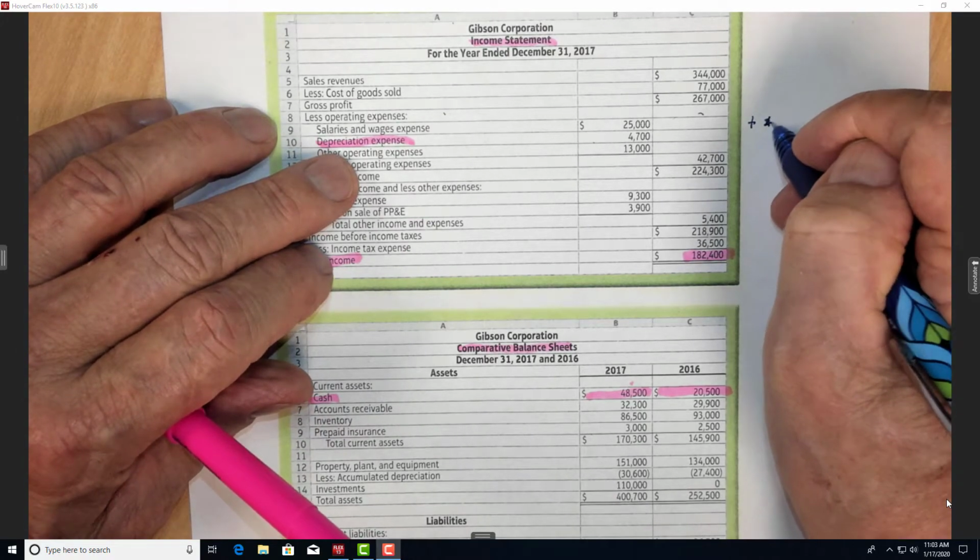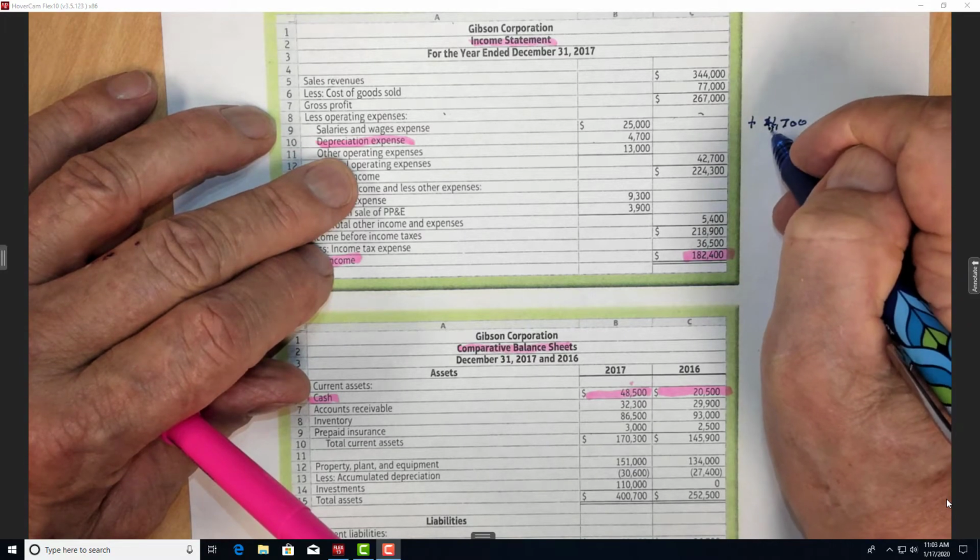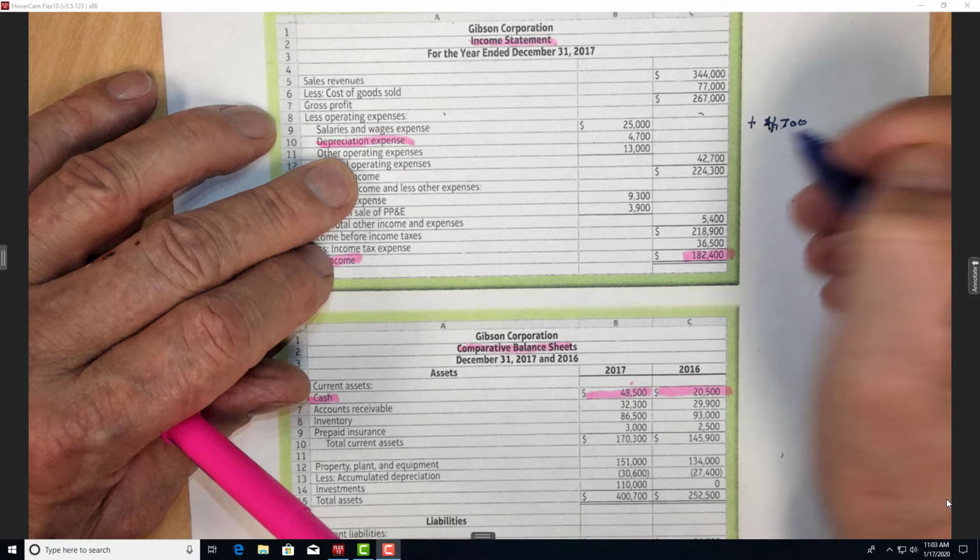This $4,700 in income, depreciation expense, back to the statement of cash flows.